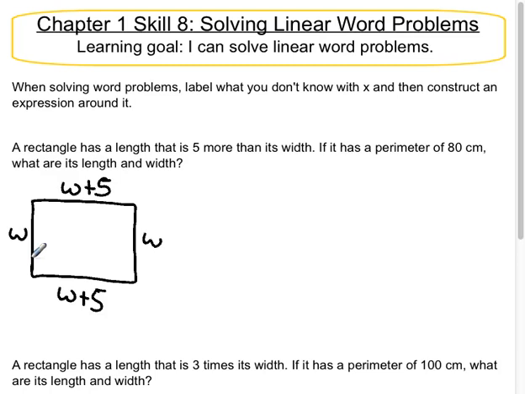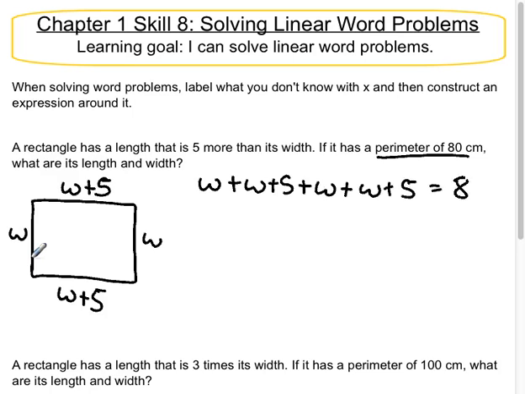So the next thing is it tells me its perimeter is 80. So you do have to remember a little bit of geometry for this. If it has a perimeter of 80 centimeters, perimeter is the entire way around. So what that means is W plus W plus 5 plus the other W and the other W plus 5. So I'll add up all 4 side lengths, and that's going to give me 80. Okay, that's going to give me the perimeter. All right, so I have everything set up now, have my equation, now I just have to solve it.